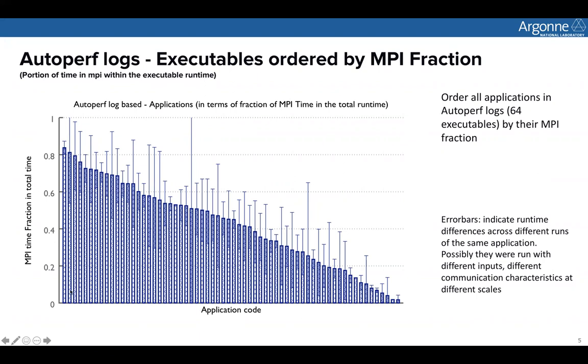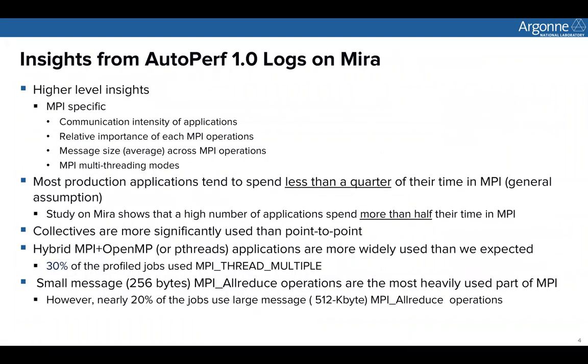The x-axis is the different applications, and the y-axis is the fraction of the MPI time. As you can see, more than half of the applications are spending more than 50% of the time in MPI. Again, here there are some big caveats. When we say MPI time, load imbalance is also included. It's not just purely communication time. MPI time here is not equal to the communication time. So if there is load imbalance, that is also shown as MPI time. That is one big drawback of the infrastructure that we are using.